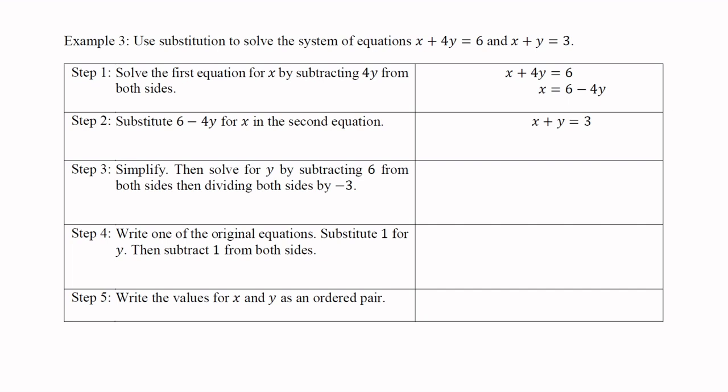So here's my second equation. In place of x, I'm going to put 6 minus 4y, and then I'm going to simplify. So we're going to combine like terms first. Negative 4y plus y gives us minus 3y. Subtract 6 from each side, and then divide each side by negative 3, and we get y equals 1. Now we're going to write one of the original equations. We'll do x plus y equals 3, substitute 1 in for y, and then we'll subtract 1 from each side, so we get x equals 2. So our solution to this one is the ordered pair 2, 1.